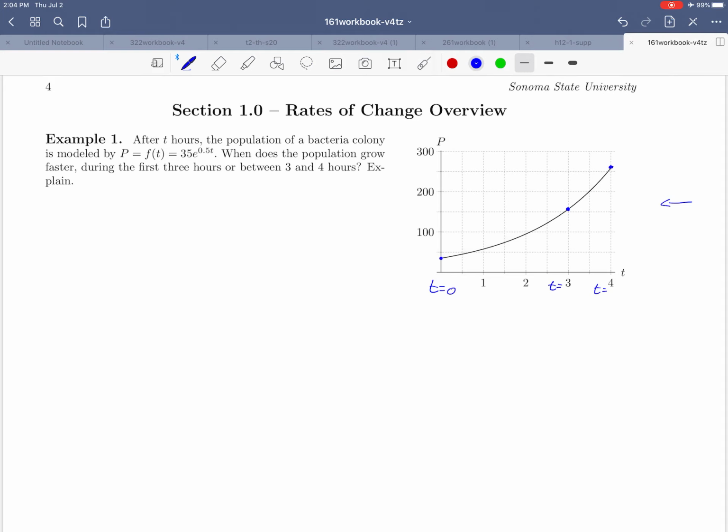So looking at those numbers, when did the population grow faster? That's not that easy to answer. We can see that between t equals 0 and t equals 3, it looks like the population grew more by a bigger number, but does that mean that it grew faster? Or did it grow faster between t equals 3 and t equals 4? Let's see. Let's start by asking how much did the population grow?